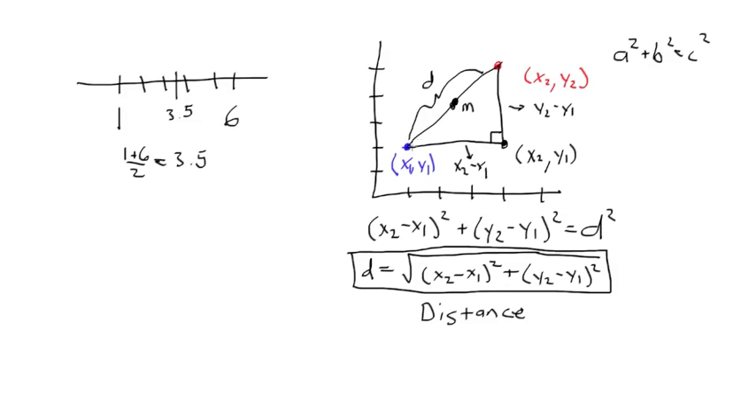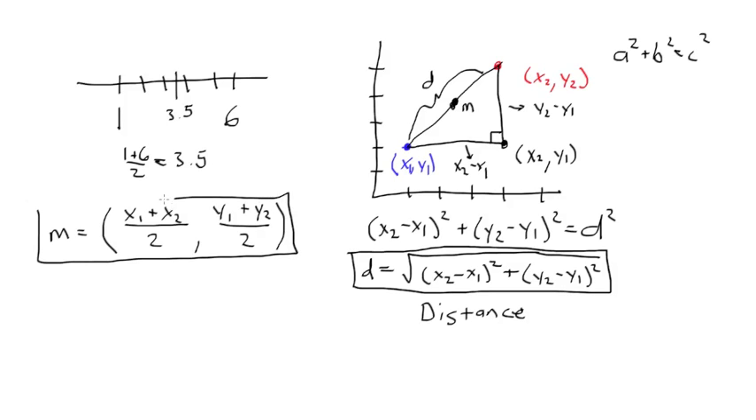In 2 dimensions, nothing really changes. To find the midpoint, we're just going to take the average of our x values and our y values. So our midpoint is going to be determined by this formula. The x value of the midpoint is just the average of the x values. The y value of the midpoint is just the average of the y values. So this is going to be our midpoint formula.